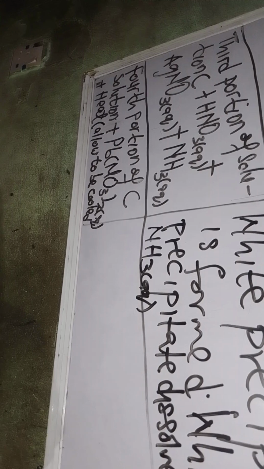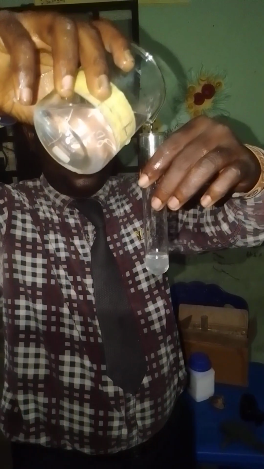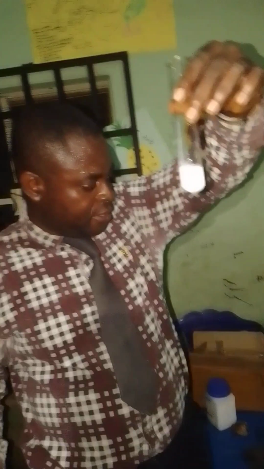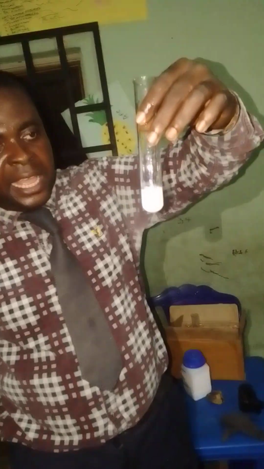We should add lead nitrate, Pb(NO3)2. You can see what I'm doing here. It's expected to turn white. Can you see? It turns white. So that is lead chloride.